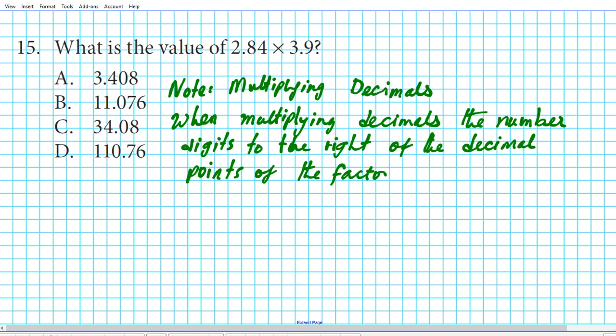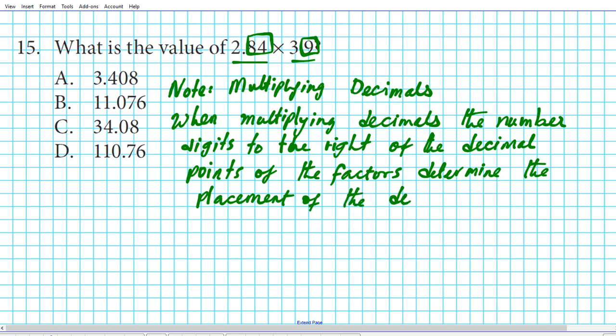Okay, so in this case, we have two factors that we're multiplying, 2.84 and 3.9. We're looking at the number of digits to the right of the decimal point. These determine where to place the decimal point of the product. Okay, so in this case, we have three digits to the right of the decimal point combined. Two for the first and then one for the second. So it's three total.